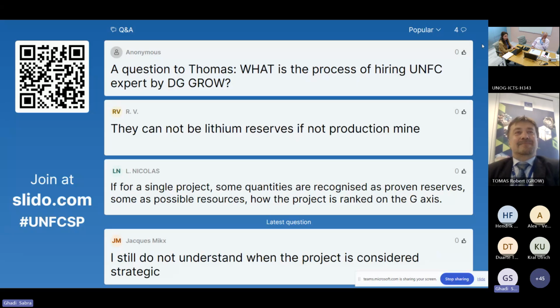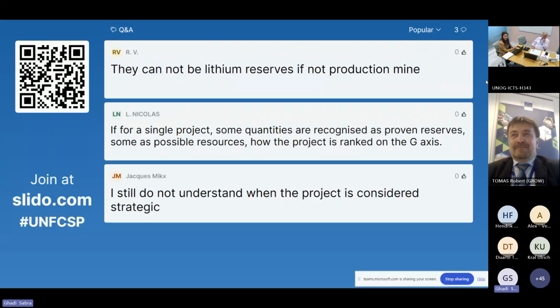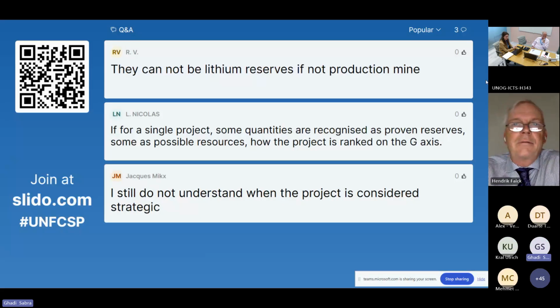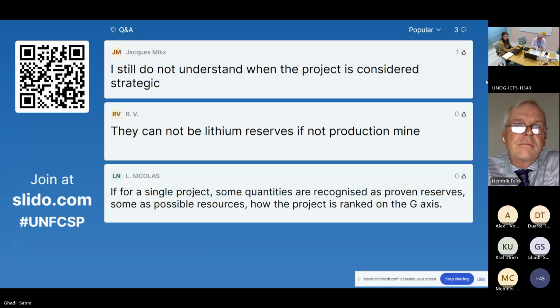Thank you for your reply, Robert. Here, maybe I can pass these two questions to Hendrik. One is a comment, then a question. They cannot be lithium reserves if not a production mine. And the second one: if for a single project some quantities are recognized as proven reserves, some as possible resources, how is the project ranked on the G-axis?